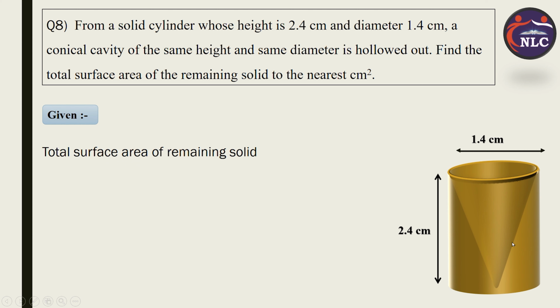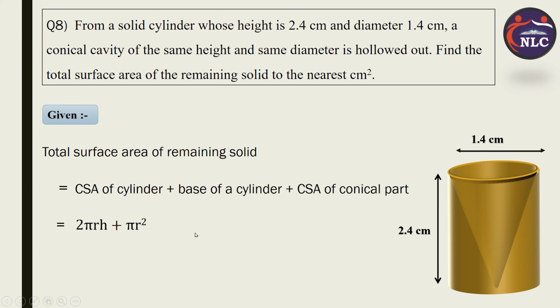To find this, we need the CSA of the cylinder. Once this cavity is removed, the height of the cylinder remains the same. So we need the CSA of the cylinder plus the base area of the cylinder. This is the cavity, so we remove this. This side will remain the same, that is pi r square. And also the CSA of this cone. So CSA of the cylinder, base area of the cylinder and CSA of the conical part, that is 2 pi rh plus pi r square plus pi r L.